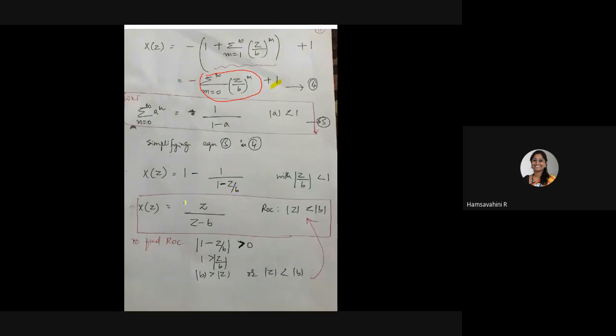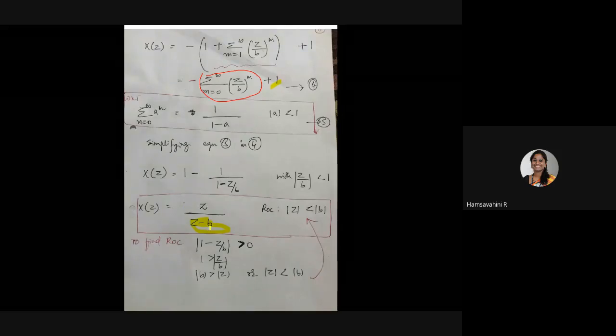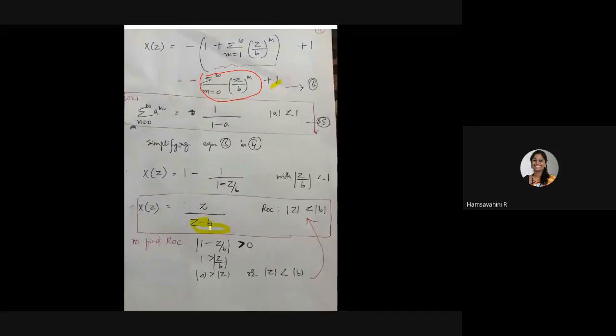Okay, and when you simplify by taking the LCM, you will get X of z is equal to z by z minus b. Now, this is the z transform. How do we find the ROC? This z minus b should not be equal to 0. When this term is equal to 0, X of z will be z by 0, which becomes infinite. In that case, X of z does not exist for the given sequence. So that means we need to select the z value such that it is except z equal to b.